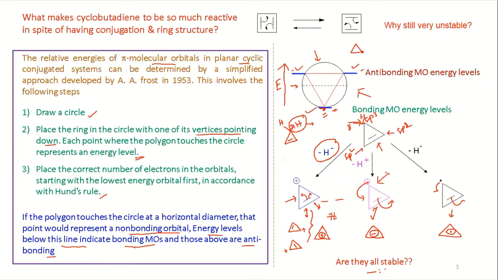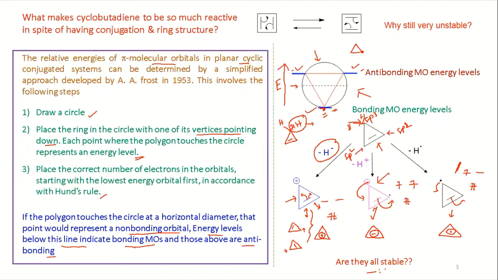Now for this one, how many electrons do you have? 4. 4 electrons. So how will I place them now? These are the available energy levels. So 2 here, now 1 here, right? And the third one, how many electrons? 3. So how will I place it? So you have 2 anti-bonding, 1 bonding. So this is 2 and 1, 3, right?